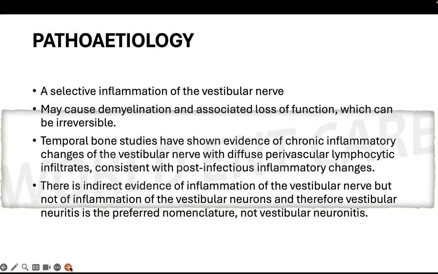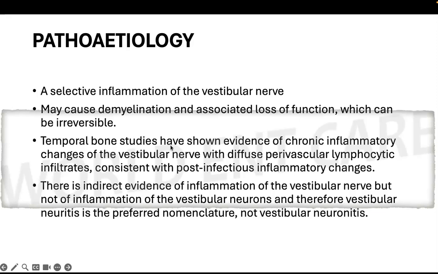Now, talking about the pathoetiology, so the selective inflammation of vestibular nerve is the most favorable etiology, and the inflammation of the nerve can cause demyelination and associated loss of function, which can be irreversible. And the temporal bone studies have shown evidence of chronic inflammatory changes of the vestibular nerve with diffuse perivascular lymphocytic infiltrates consistent with post-infectious inflammatory changes. So basically inflammation is the problem with the vestibular nerve that has been confirmed with temporal bone studies also.